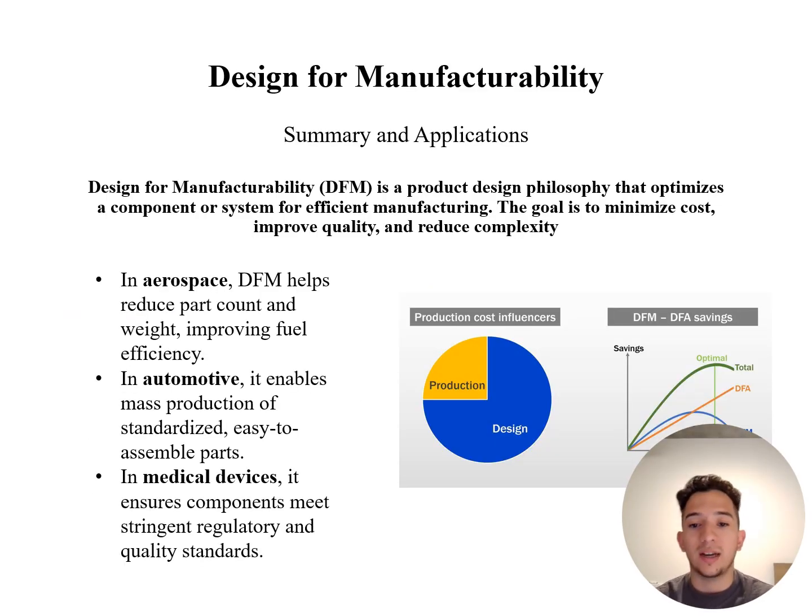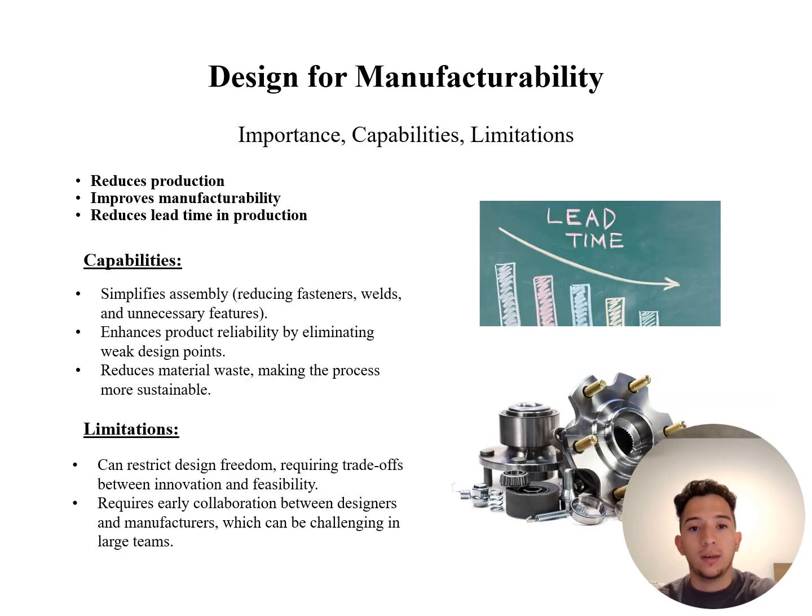So first up is design for manufacturability. A summary is that it's a product design philosophy that optimizes a component or system for efficient manufacturing. The goal is to minimize cost, improve quality, and of course, reduce complexity. And here are a couple examples. In aerospace, DFM helps reduce part count and weight, improving fuel efficiency. In the automotive industry, it enables mass production of standardized, easy to assemble parts. And in medical devices, it ensures components meet regulatory standards.